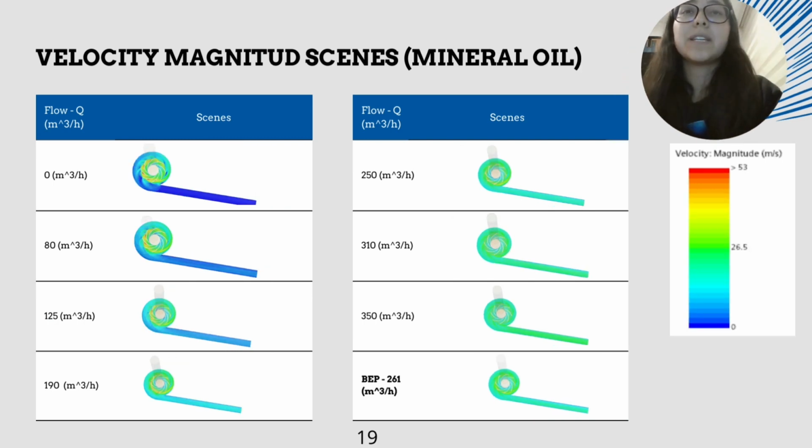These velocity magnitude contours are for mineral oil, and if we compare with the water, the maximum changes from 51 meters per second to 53 meters per second. Also, we can say that as the flow rate increases, the behavior of our pump is uniform, and also the velocity at the walls is zero.